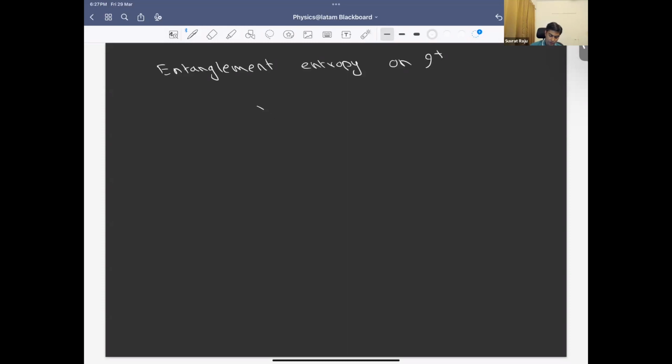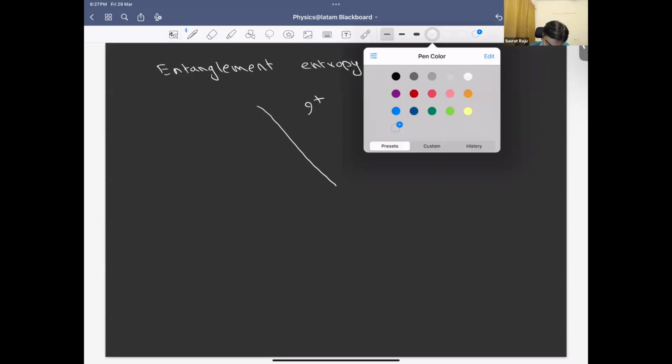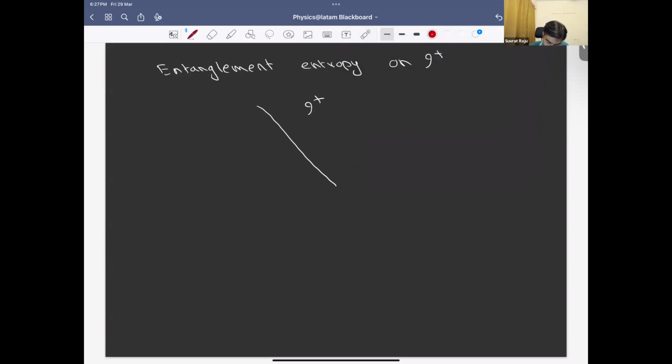So let's say we look at Scri plus. And we look at a region which is minus infinity to some u naught, right? Now, how do we define an entanglement entropy? Well, we can define entanglement entropy as follows.